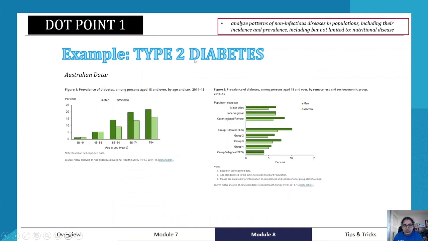Here's some data for us. So type 2 diabetes, Australian data. This is where we're now looking at the differences in populations.